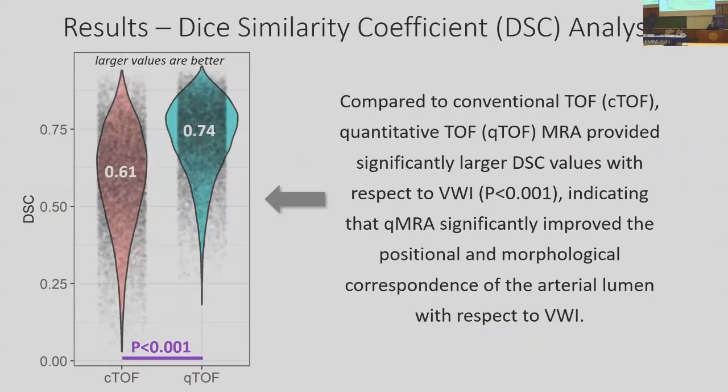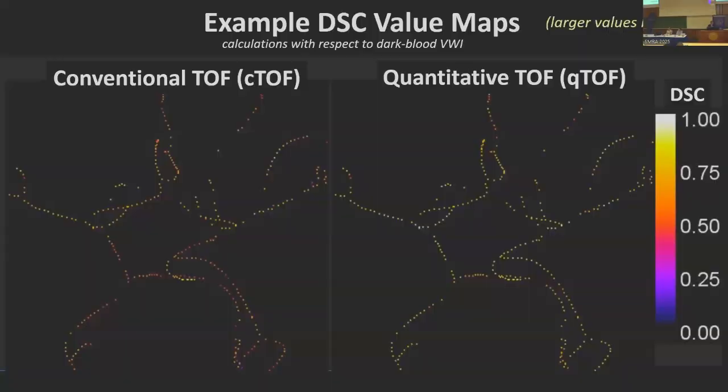When we move to looking at the dissimilarity coefficient, a metric that looks at positional as well as morphologic agreement between the 2 exams, we found that compared to conventional time of flight head MRA, the quantitative time of flight MRA technique provided significantly larger DSC values, indicating improved positional and morphological correspondence with respect to vessel wall imaging for defining and depicting the arterial lumen.